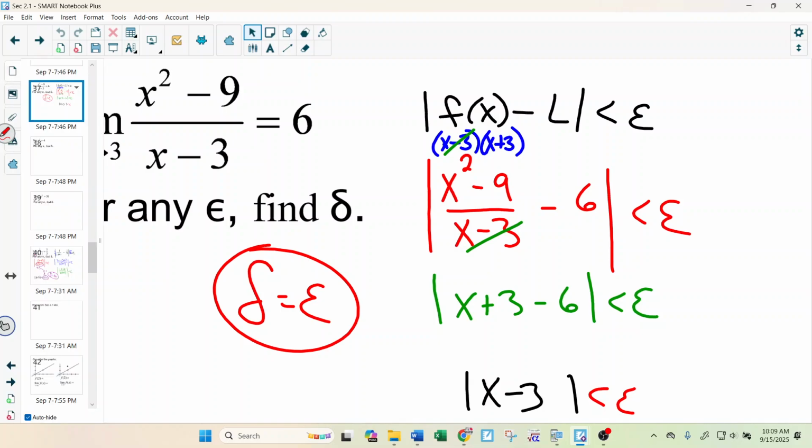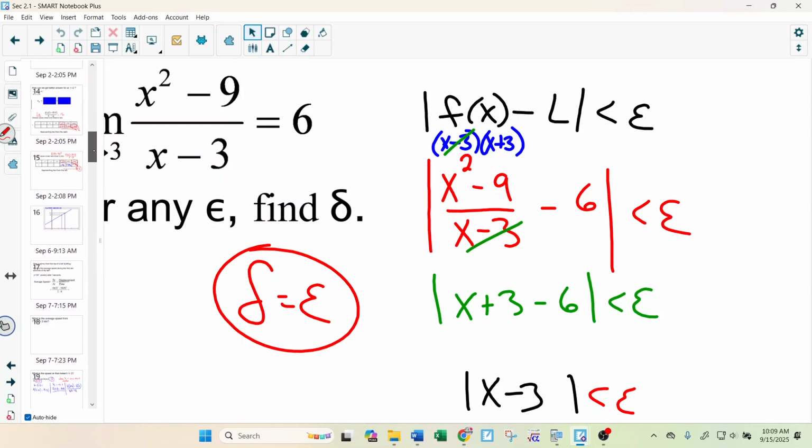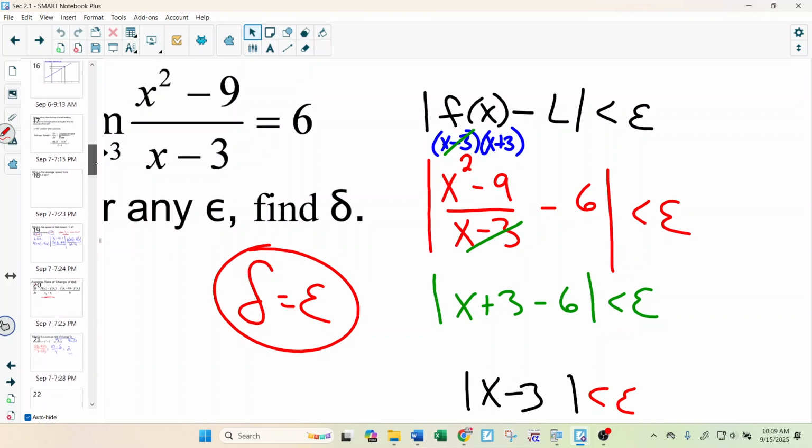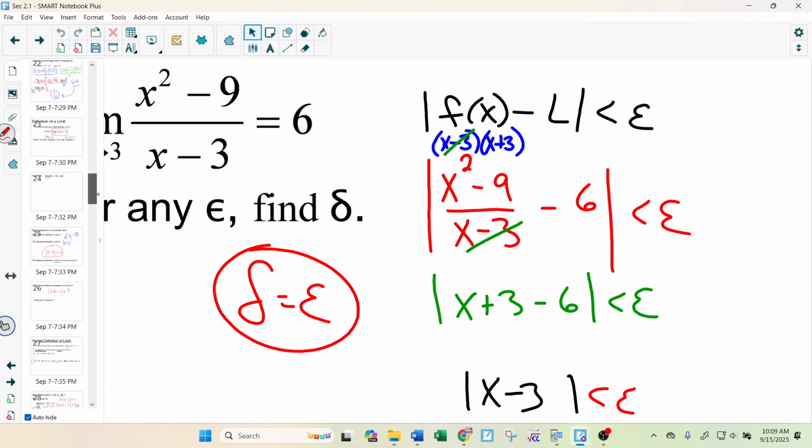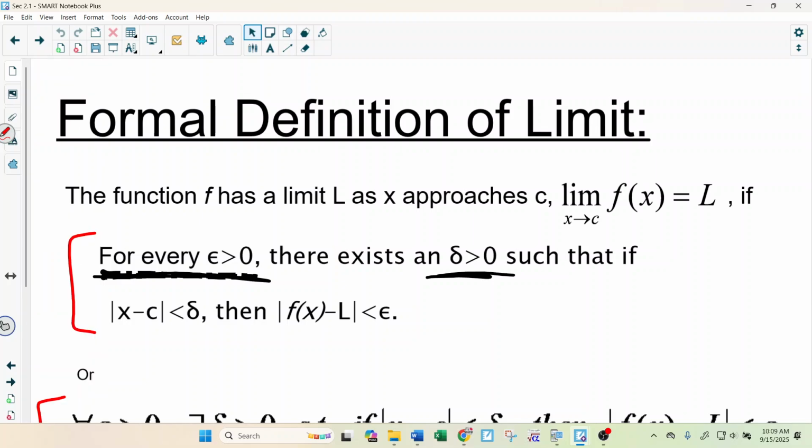That is our, where's it at? We have it on here somewhere. There we go. There is our: for every epsilon greater than 0, there exists a delta greater than 0 such that if absolute value of x minus c is less than delta, then absolute value of f of x minus L is less than epsilon. And really, this part right here is kind of what we were doing on the homework, right? We were starting with f of x minus L and trying to end up at x minus c. So that's what we were looking at before.